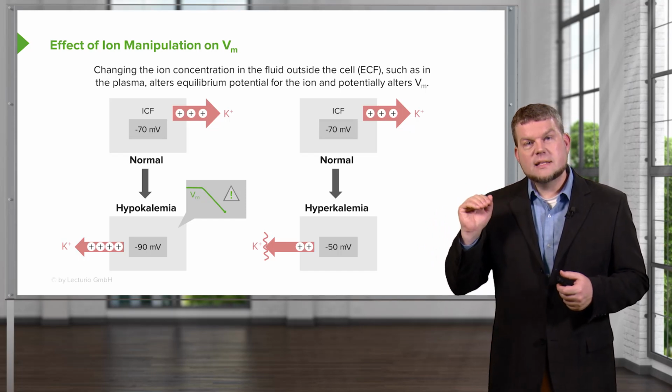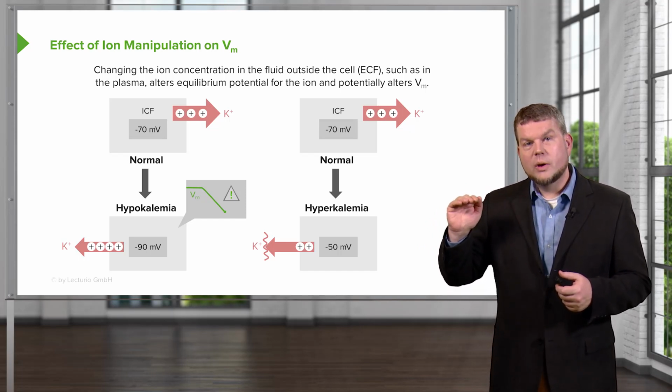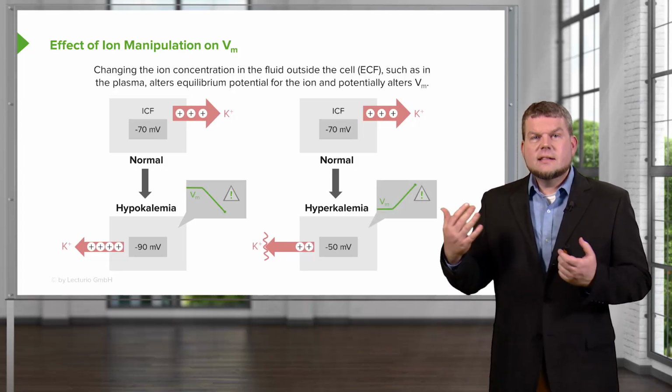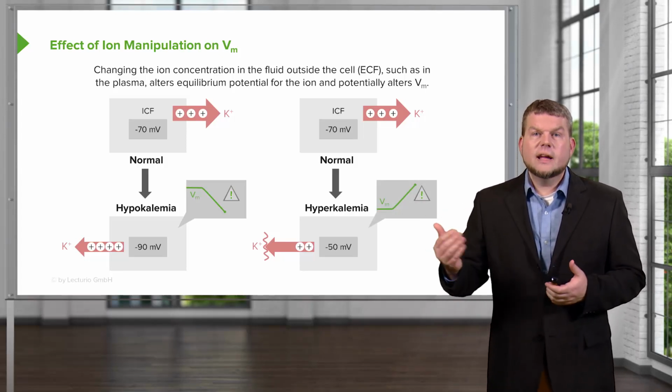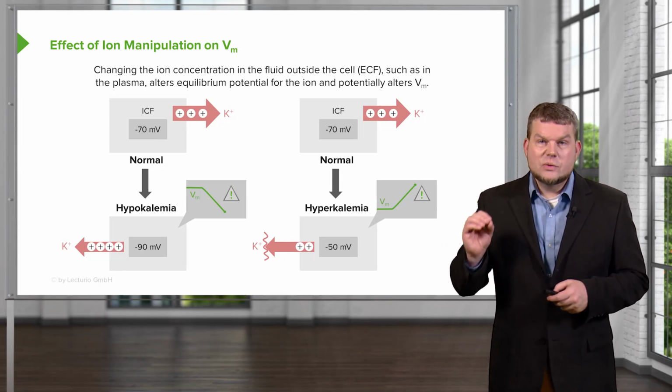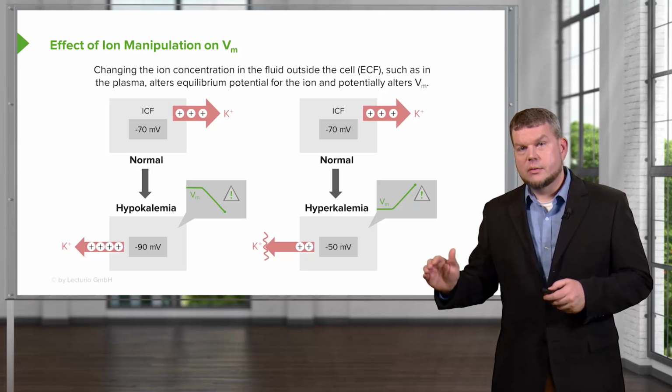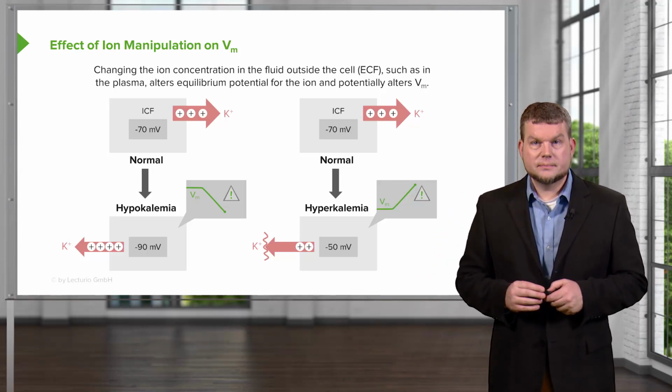If you go from -70 to a lower number, we are hyperpolarizing. It's easy to think of these two values if you look at them on a graph that uses membrane potential. Going up is depolarization, going down is hyperpolarization.